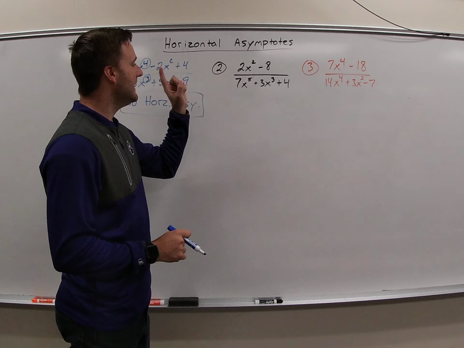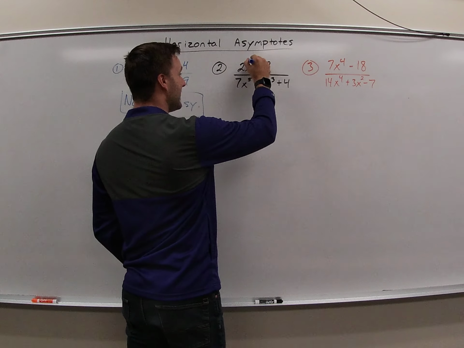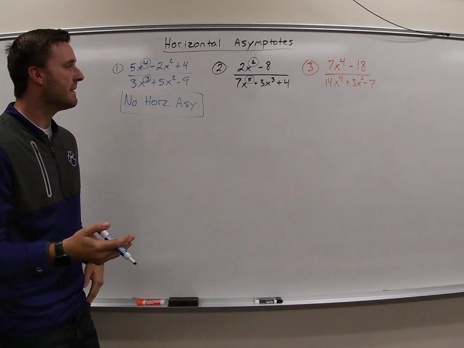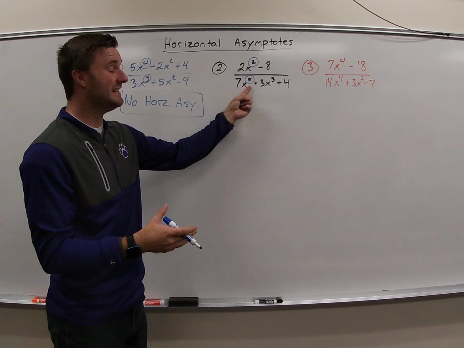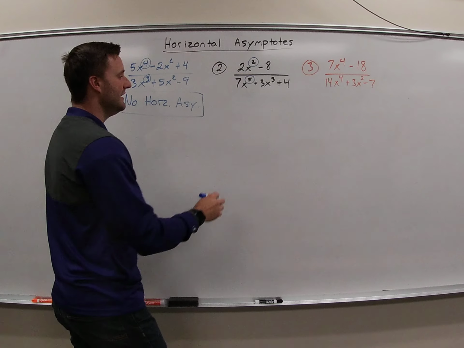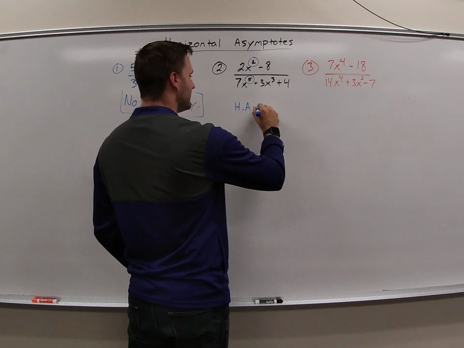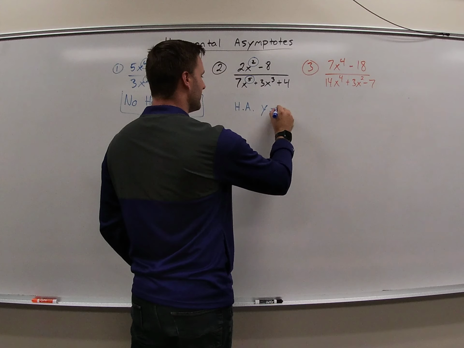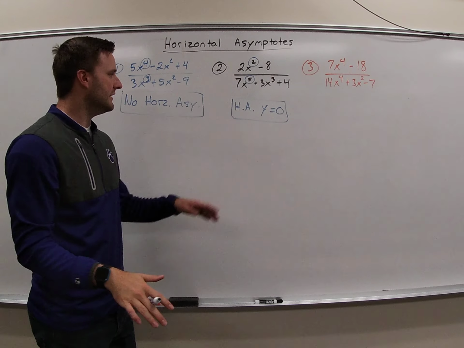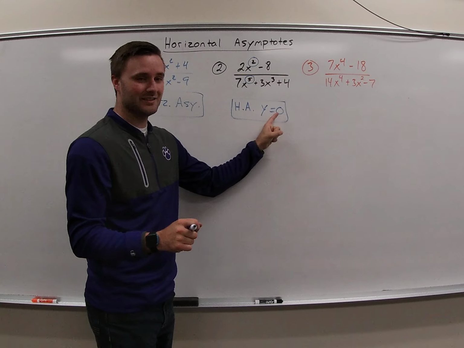Go Tigers. Anyway, in this problem, again, we're looking at the exponent in the numerator and comparing that with the exponent in the denominator. So if our higher exponent is in the denominator every single time, no matter what, then we're going to have a horizontal asymptote at y equals 0. And that'll be true every single time. Horizontal, remember, goes left and right. And so what this means is that it cuts through the y-axis at 0.